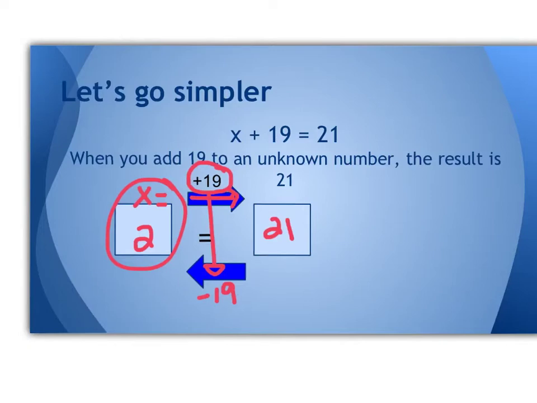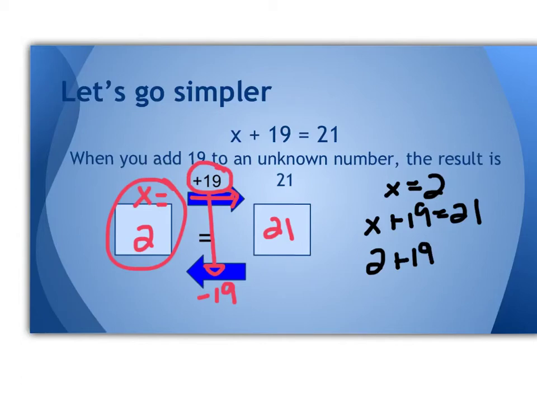The next part is we can always check our answer to make sure we're 100% right. So I can take now the fact that x equals 2 and plug it back into the equation of x plus 19 equals 21. So if I plug in the 2 for the x, plus 19, 19, 20, 21. Does 21 equal the 21 I was supposed to get? Yep. Yay.